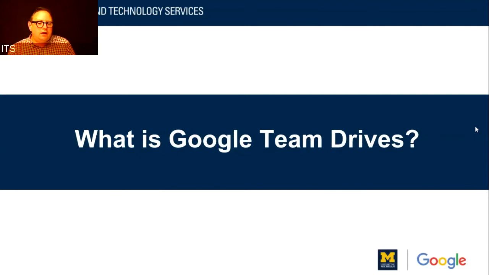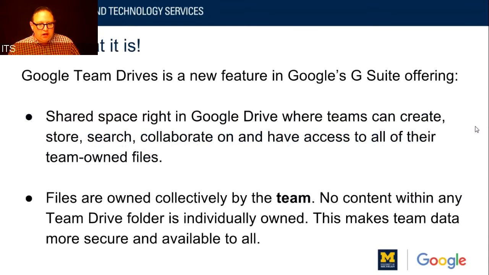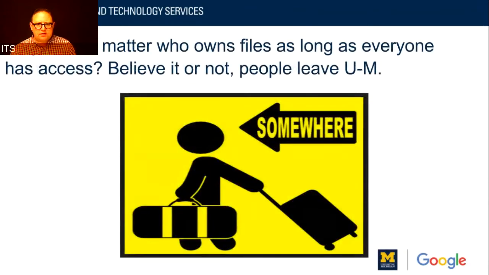So what are Google Team Drives? They are a shared space right within Google Drive where teams can create, store, search, collaborate on, and have access to all of their team-owned files. The big difference is that the files are team-owned, collectively by a team rather than individuals. No content within a Team Drive folder is individually owned, and this makes team data more secure and available to everybody. So why does it matter who owns files?